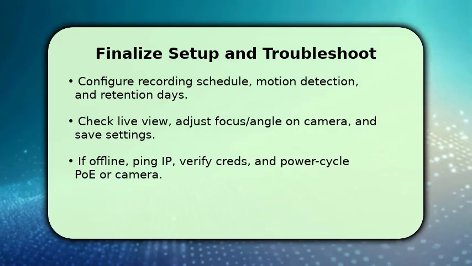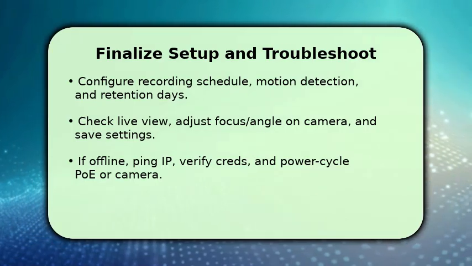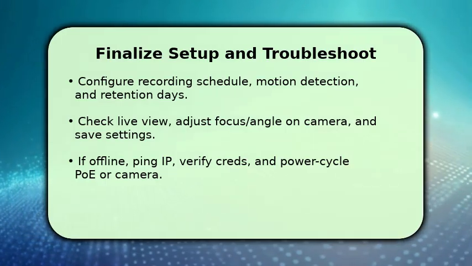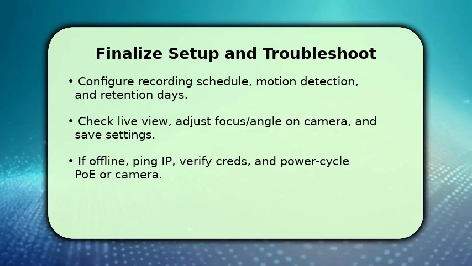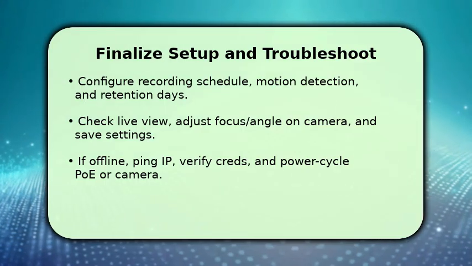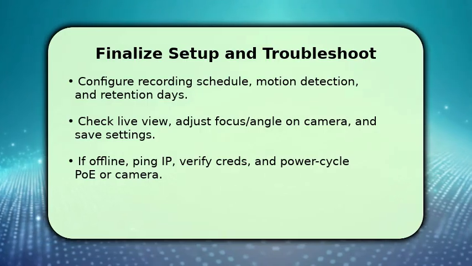If the camera shows offline, first ping the camera IP from the NVR or PC to confirm network reachability. Make sure credentials are correct and there are no IP conflicts. If problems persist, power cycle the PoE port or camera. This often resolves initial issues.